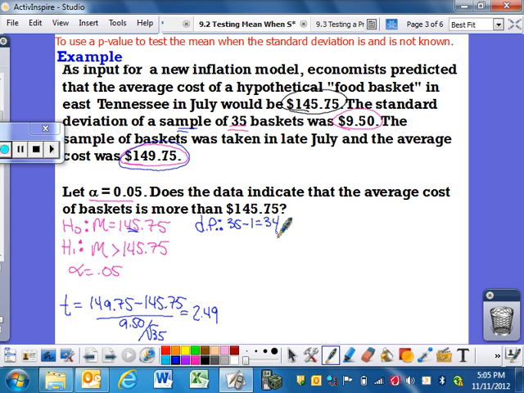Now if you look at the very top, the row we looked at in chapter 8 when I did my confidence levels was the bottom row, where it had a C, a confidence level. We are no longer looking at that.